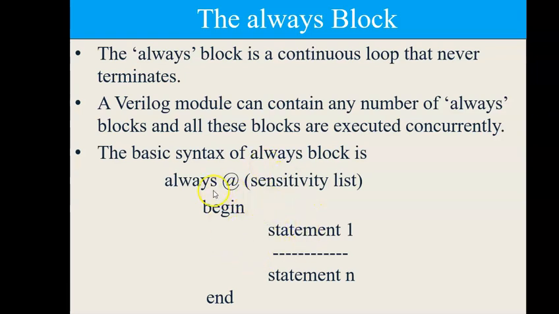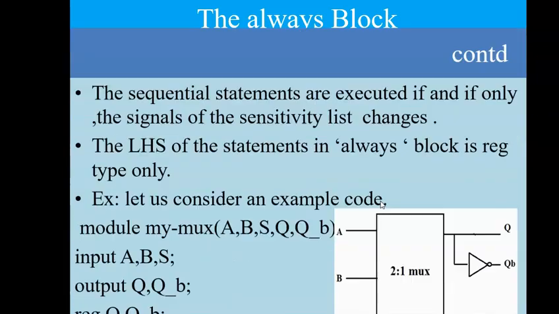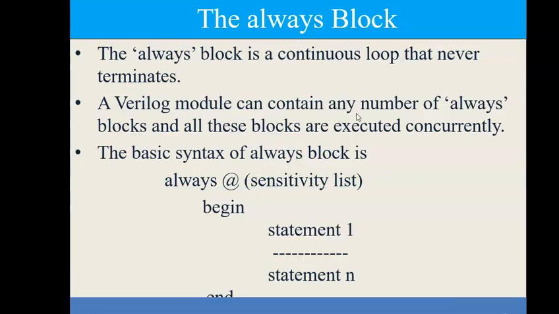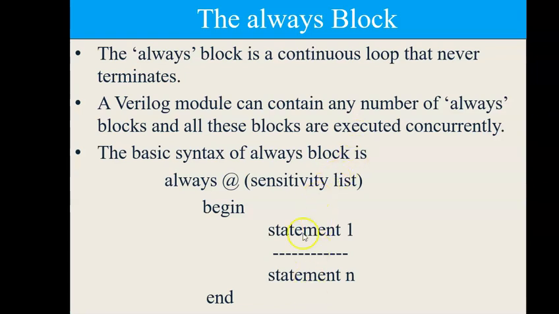So always will have @ sensitivity list. Let us understand with a simple example. The sequential statements are executed if and only if the signals of the sensitivity list change. That means these statements are executed only when the variables or the values of the sensitivity list change.